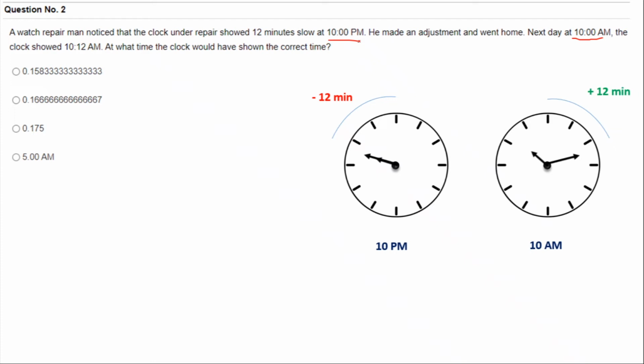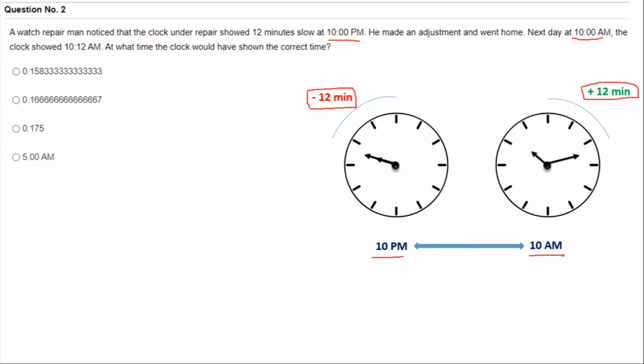Now this type of question is usually asked in entrance examinations. This is called losing and gaining of time by a watch or clock. So see, previously the clock was 12 minutes slow. It means it was losing 12 minutes. But now the clock has gained 12 minutes after the adjustment. From 10 p.m. to 10 a.m., how many hours? It is 12 hours.